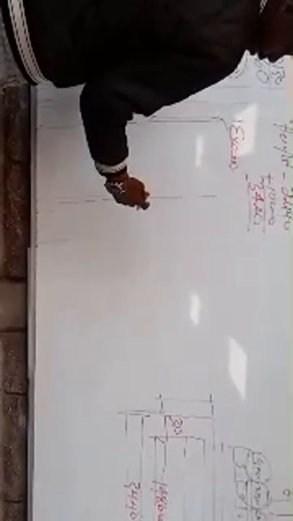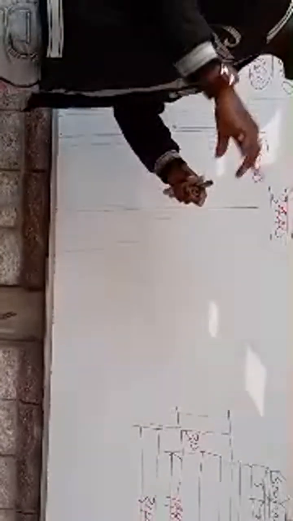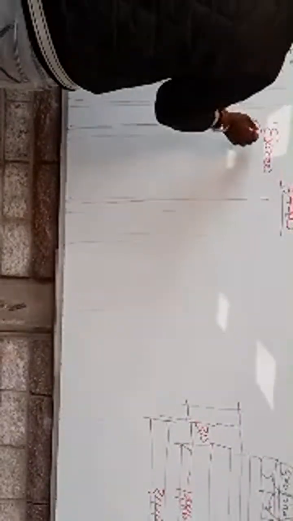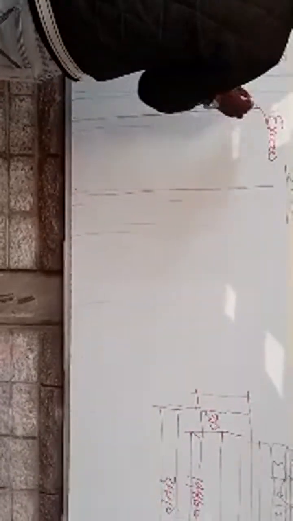So what is our total length of the trench? Because we know we're casting the wall, we're casting the concrete inside the trench. So it's going to take the length of the trench again. What is the length of the trench? It's this one.